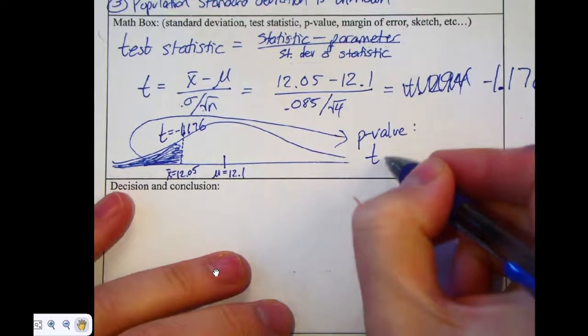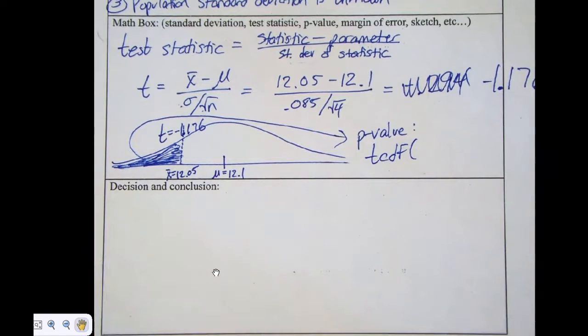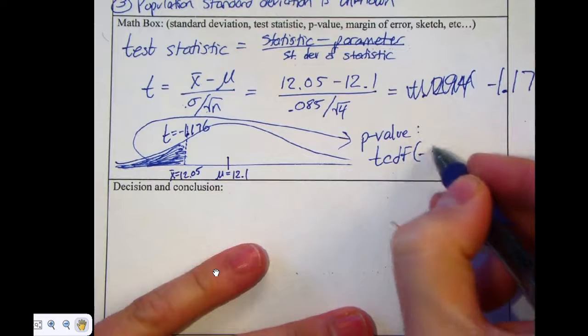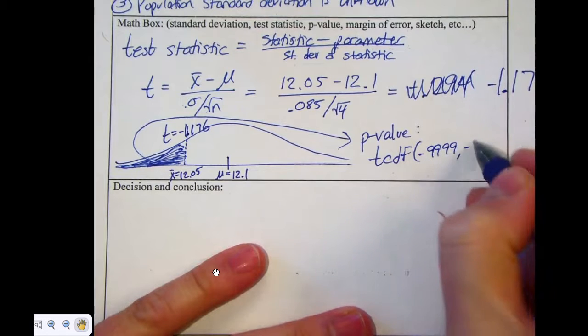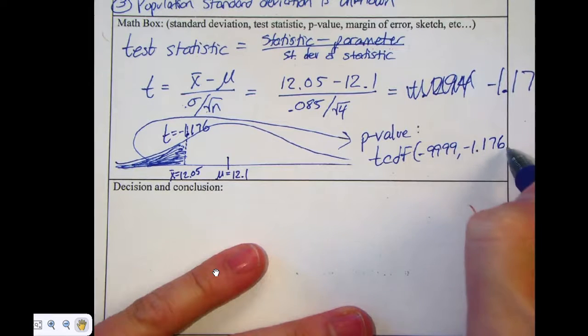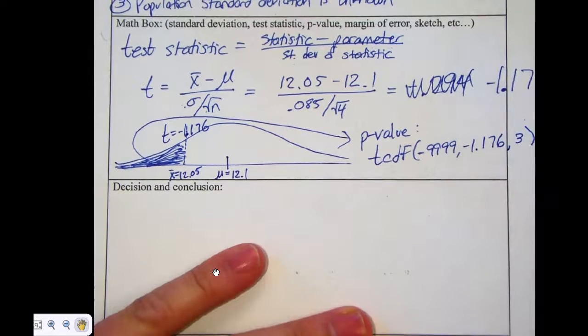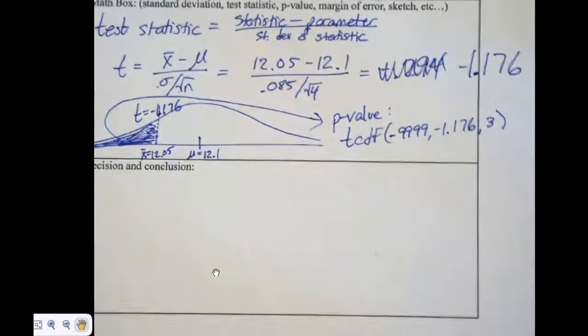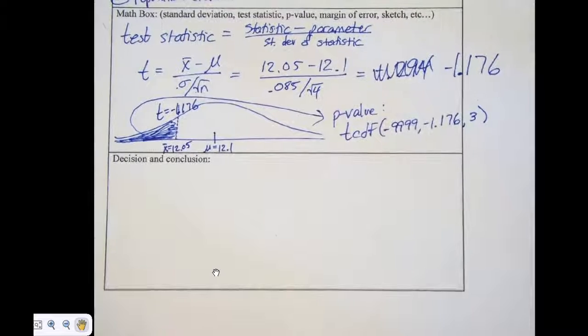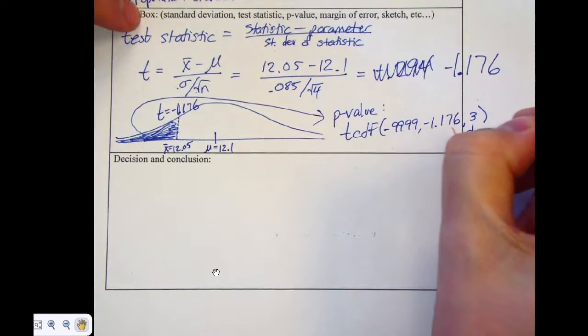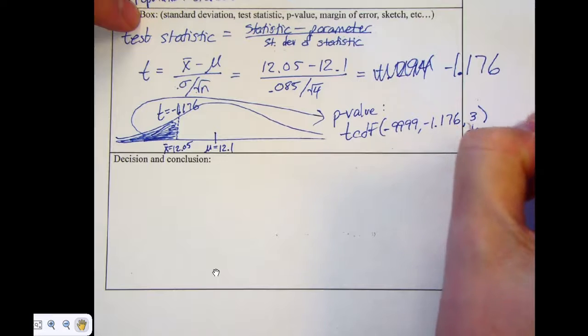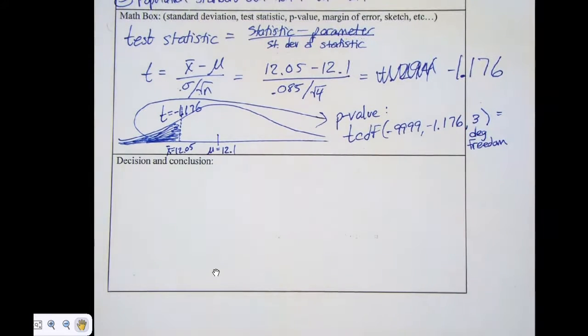But in your calculator, you want to type in tCDF. I'll show you where it is. Negative 999, negative 1.176. You also need to type in 3. Can anybody tell me where the 3 came from? It'd be kind of hard to tell, I guess. You can try. It's 1 less than your sample size. This is what's called your degrees of freedom. You are going to label that. I know you don't know what's going on. It's okay.